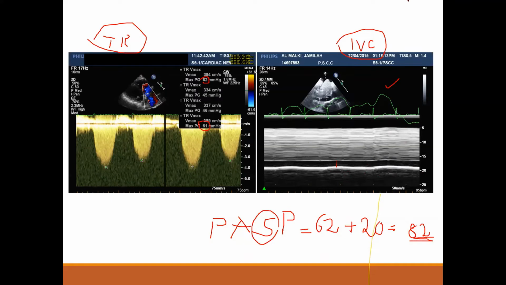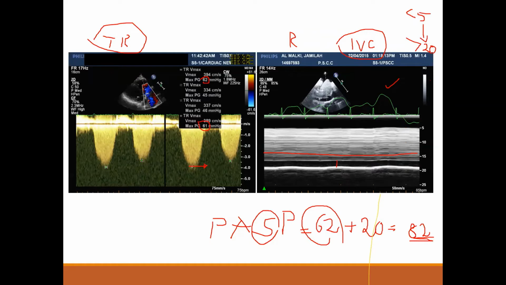So we have the TR signal from which we get the peak velocity and from which we get the peak gradient. This is one thing we need here. And then from the IVC, we need to have the RA pressure. And this is a rough estimation because it depends on how dilated and how collapsible it is. So we are going from less than 5 to more than 20. It depends on what we are seeing here. So the more dilatation in the IVC and the less it's collapsible, the more we are going to go in the high direction.